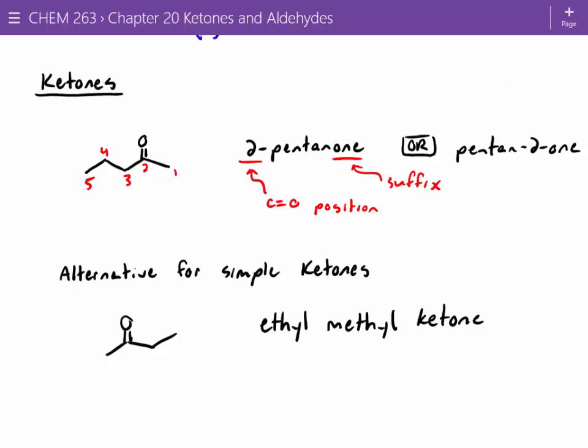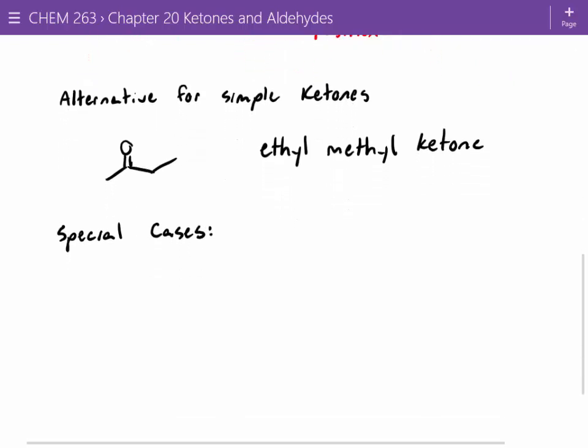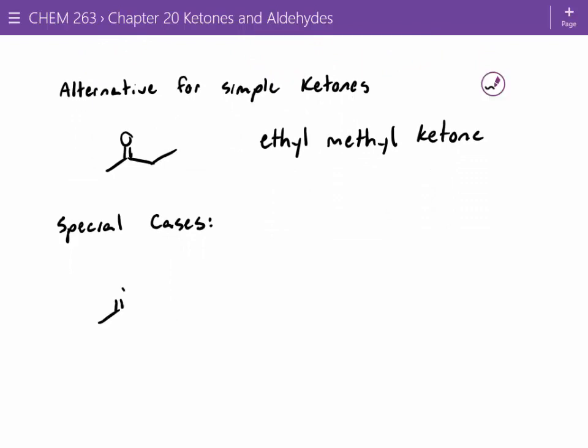There are a handful of special cases. And you guys have already seen a variety of these special cases that don't follow IUPAC naming conventions. What's this molecule? Acetone. So we don't call it, what would that be, 2-propanone? We just call it acetone. Or we could say dimethyl ketone, but nobody calls it that. Everyone calls it acetone. What about this ketone?